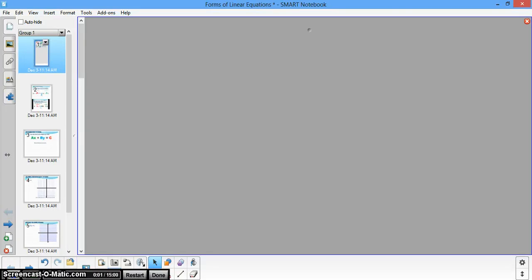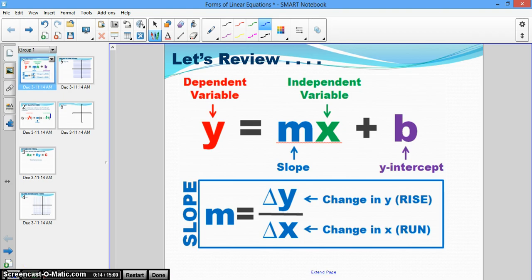Hi all, today we are going to have a video on solving linear equations and being sure we can go from all forms. The three forms are standard form, slope-intercept form, and point-slope form. So let's start off by looking at the various forms of equations.